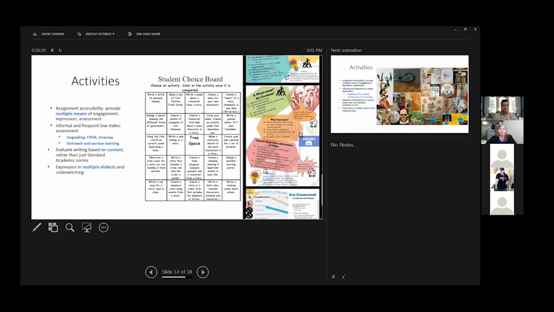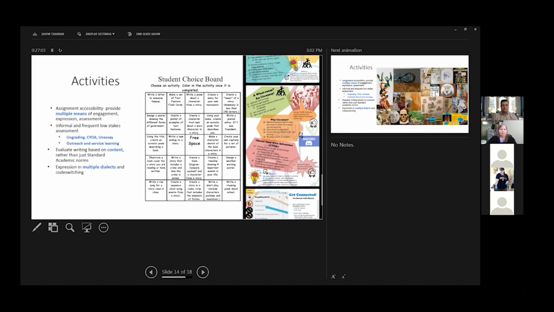Other things that I use for all students, but that are based on some of these ideas of indigenizing and inclusiveness, are assignments that are accessible and allow multiple means of engagement and expression. One simple way a lot of people have done this is student choice boards, where students have choices of the types of assignments they'll do, like little things that are informal and low stakes. It doesn't have to be an essay written this way on this topic, but another way for them to express the knowledge they have from the classroom.